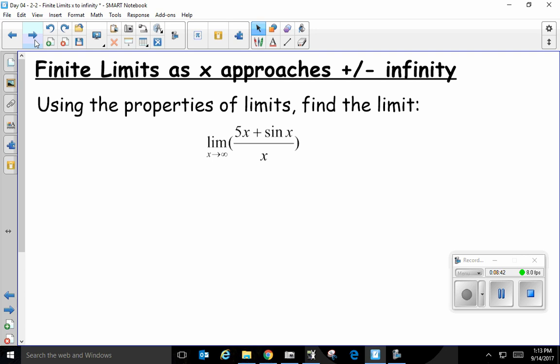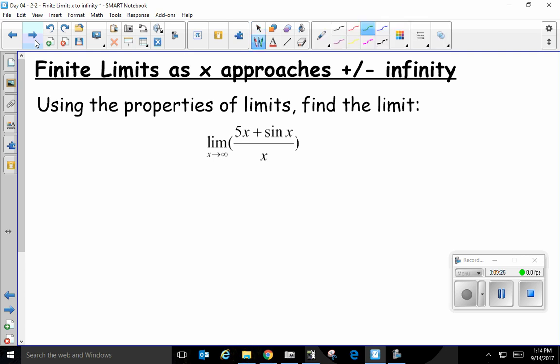This one's a little trickier because the sine is in there. I will have you guys walk me through this, okay? So using the properties of limits, find the limit of this. We do not need to find asymptotes. They just want us to find the limit. There is a very simple method when it comes to fractions with the numerator being more than one term and the denominator is only one term. I'm just going to break it up into 2 fractions.